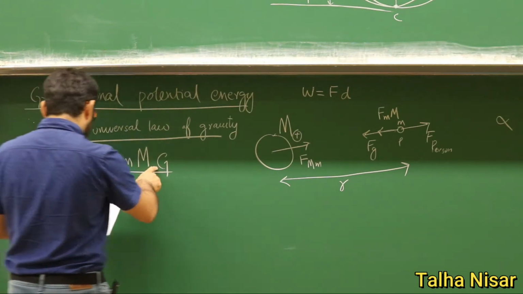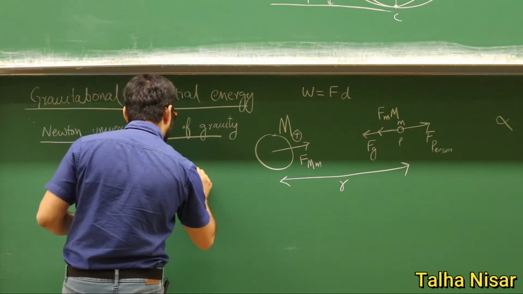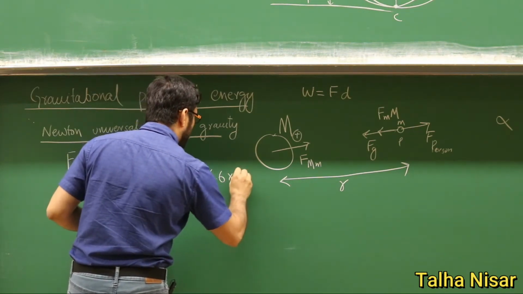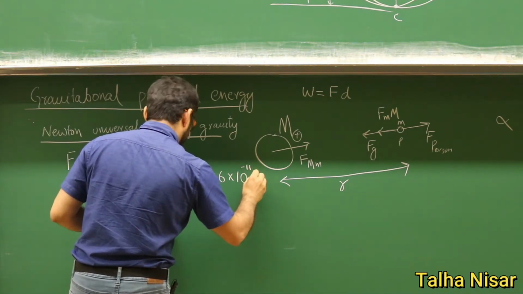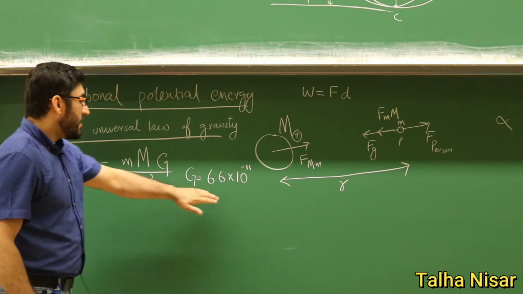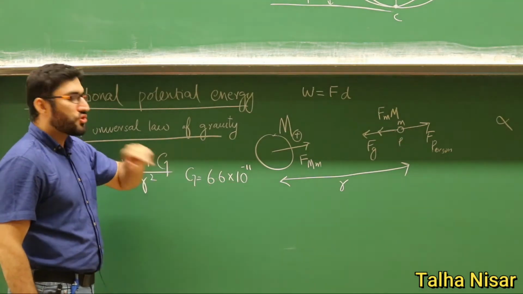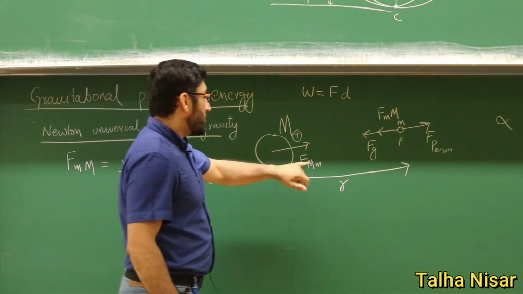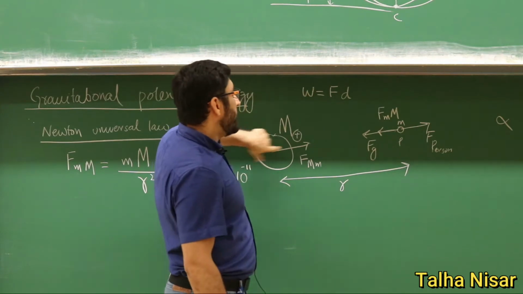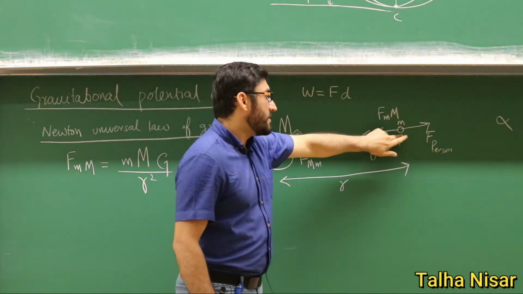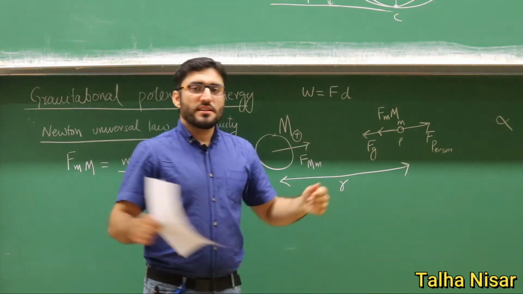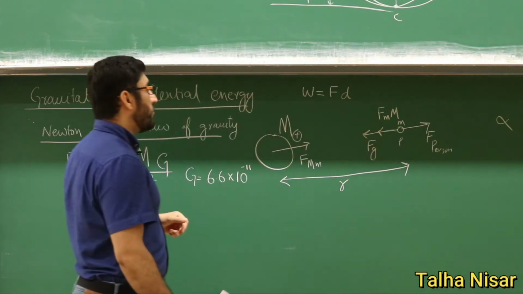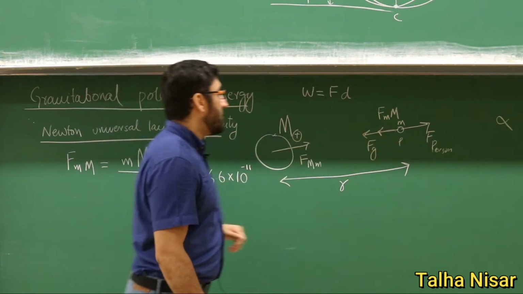And this G is a very small number. G is equal to 6.67 multiplied by 10 raised to power minus 11 in standard SI units. So this is an extremely small number. As we said, according to Newton's third law, this object will also feel a force because of the presence of the other object. So both will feel an attractive force. Gravity is always attractive, and this is called the gravitational force.